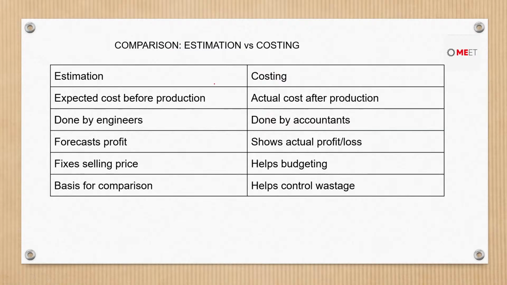Next is comparison between estimation and costing. Estimation is knowing the cost before the production, and costing is after the production. Estimation is done by engineers, and costing is done by the accountants. Estimation helps to forecast the profit, and costing shows the actual value of profit and loss. It fixes the selling price, and this is going to help in budgeting. This is the basis for comparison, and this controls the wastage.